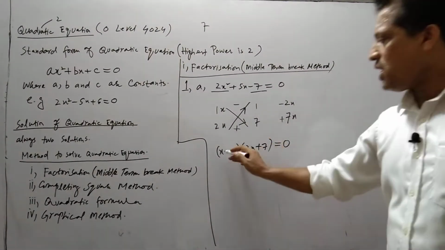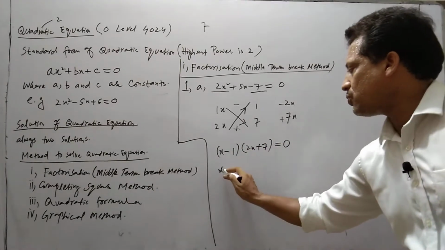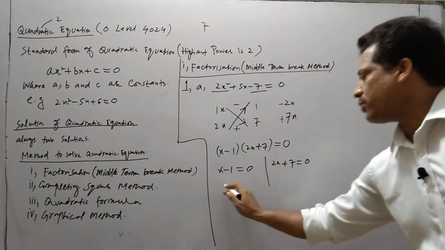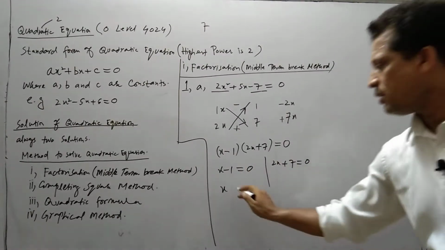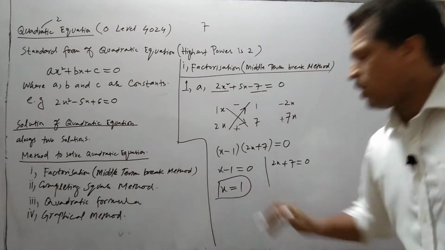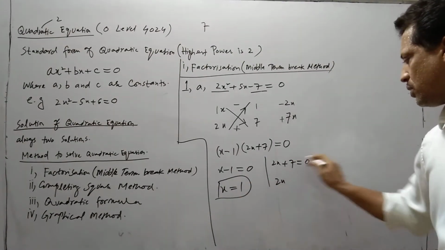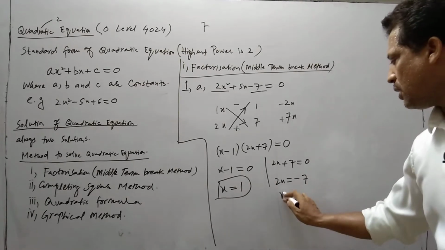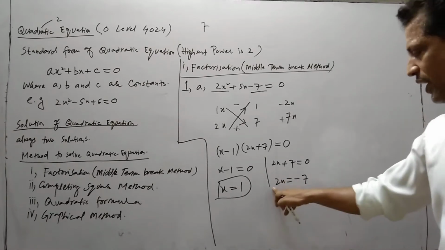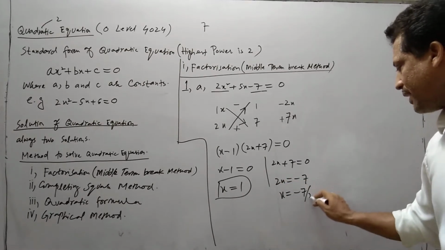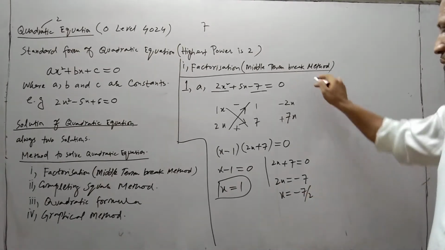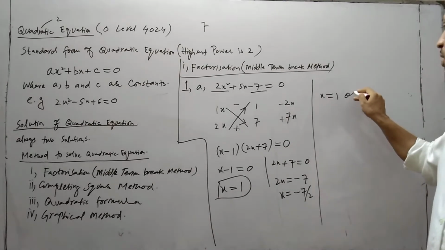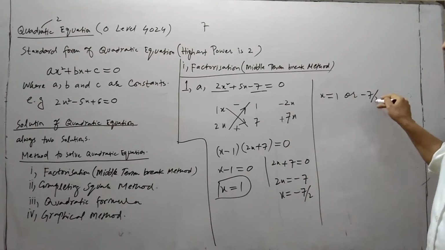After this, these two brackets are equal to 0. So the first bracket is equal to 0 and the second bracket is equal to 0. Move this one to the other side to get x is equal to 1. Move this 7 to the other side, change the sign, plus 7 to minus 7. This 2 is multiplied over here, so it should be divided on the other side. So the value of x is minus 7 upon 2. Finally, we get x is equal to 1 or x is equal to minus 7 upon 2.